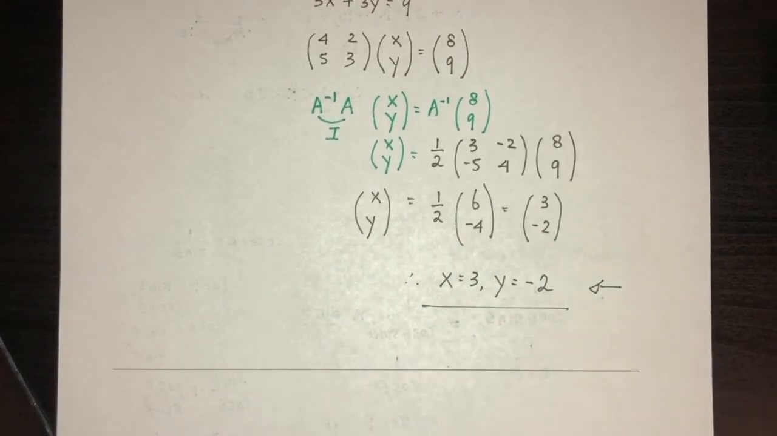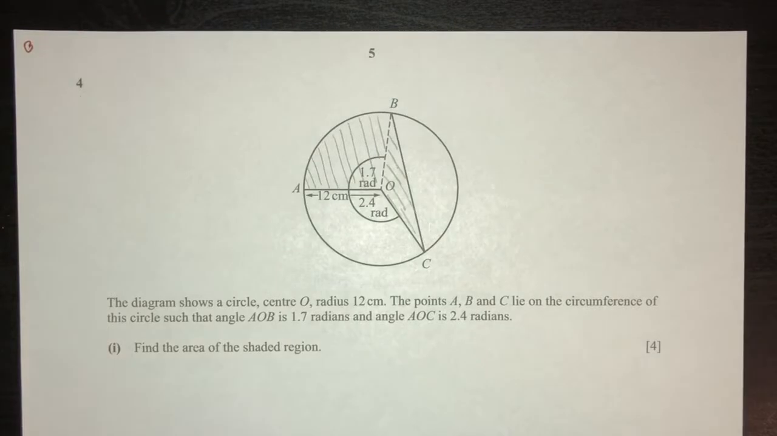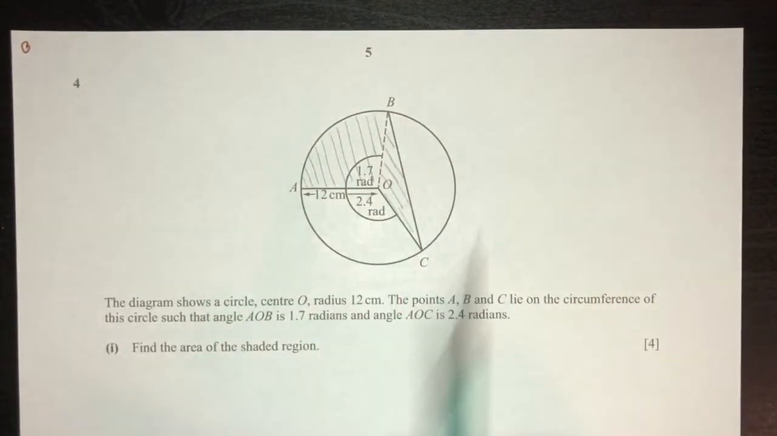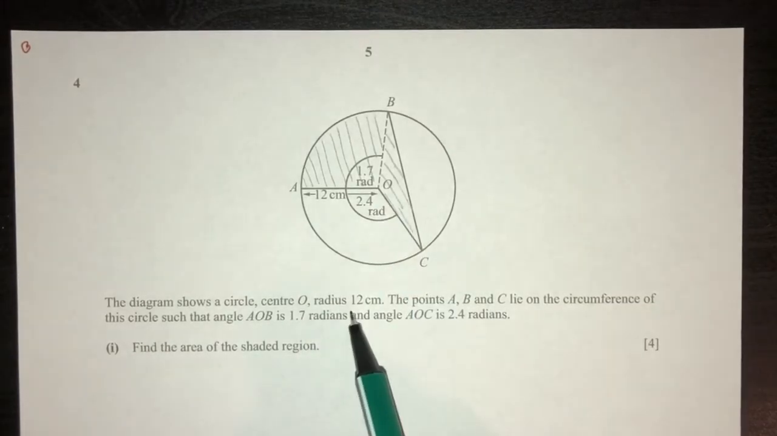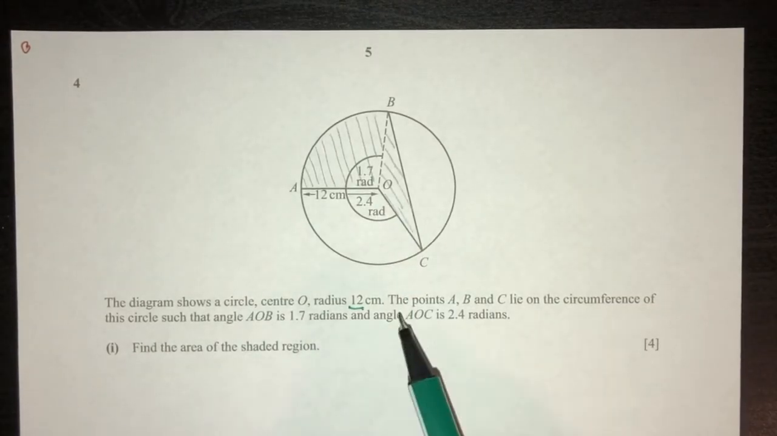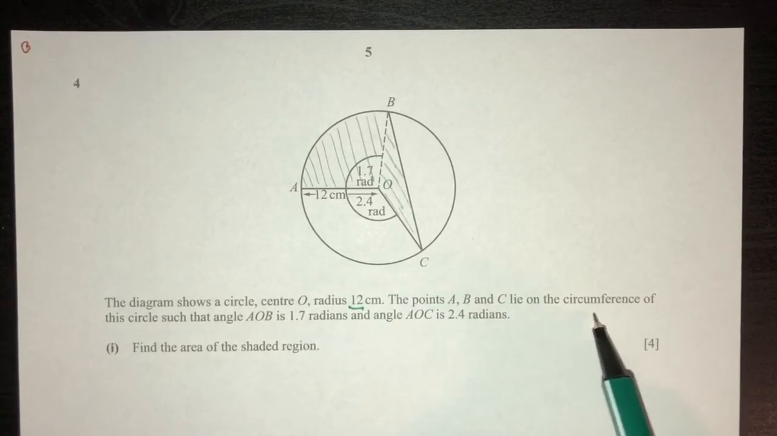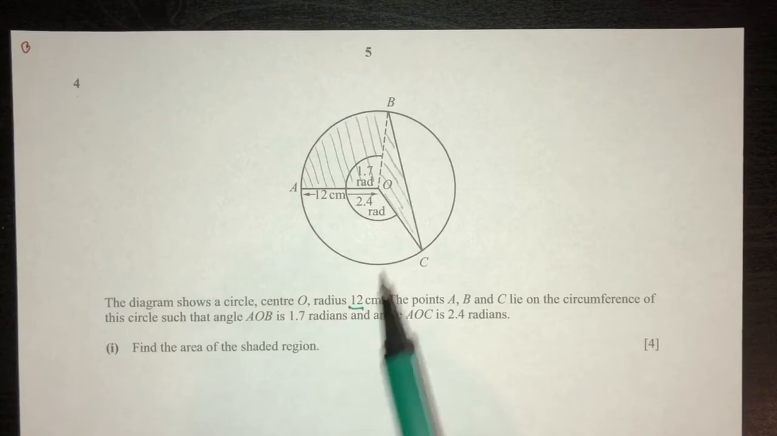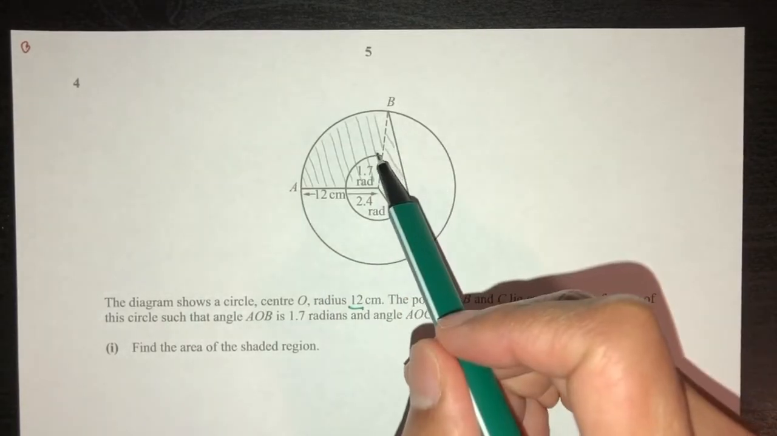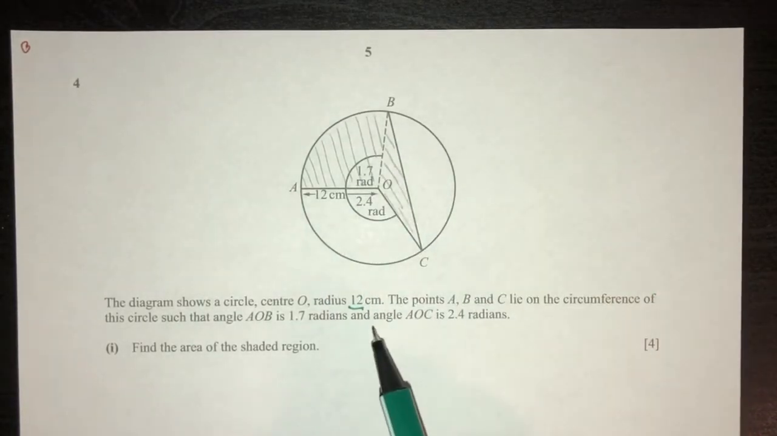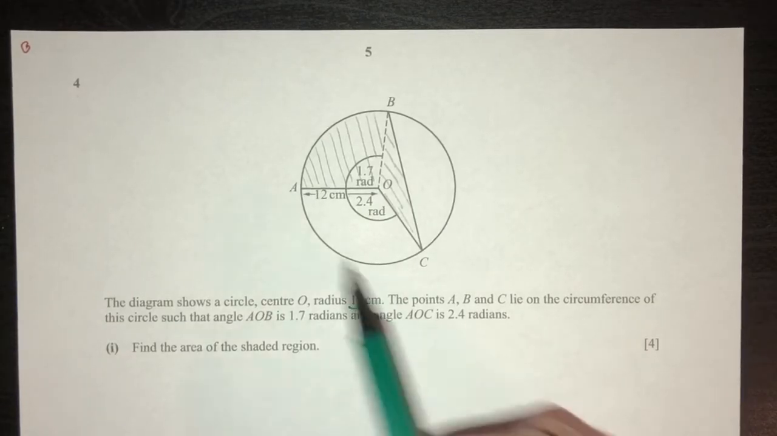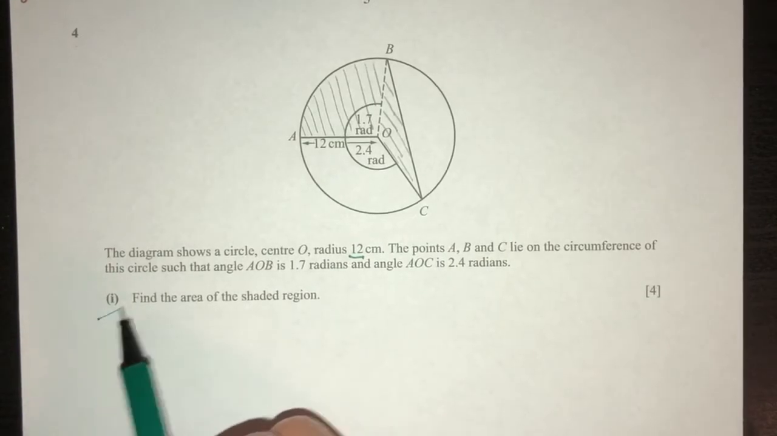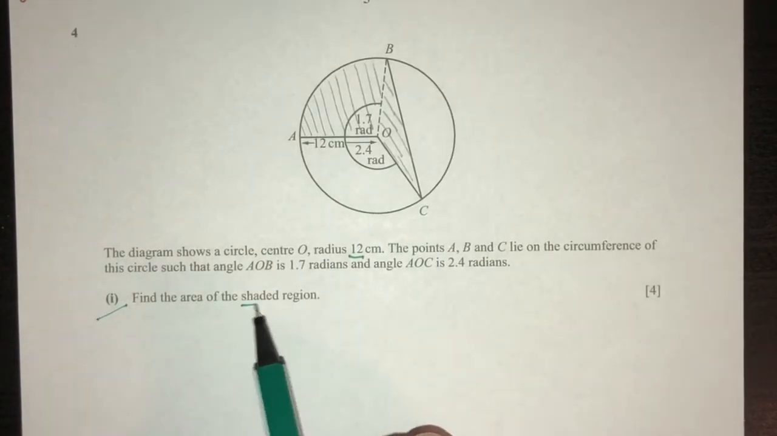This is your question number 3. Let's move on to question number 4. The diagram shows a circle, as you can see, with center O and radius 12. Okay, that is good to know. Now, the points A, B, and C lie on the circumference of the circle such that angle AOB is 1.7 radians. So AOB here is 1.7 radians. And the angle AOC is 2.4. Okay. Part 1 is to find the area of the shaded region.